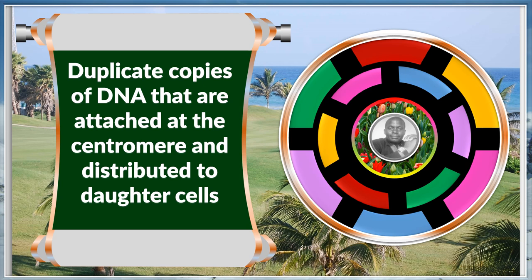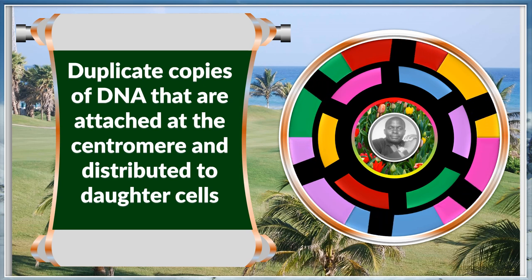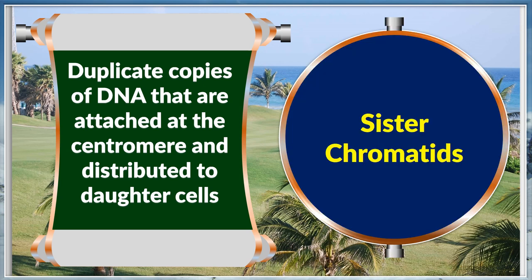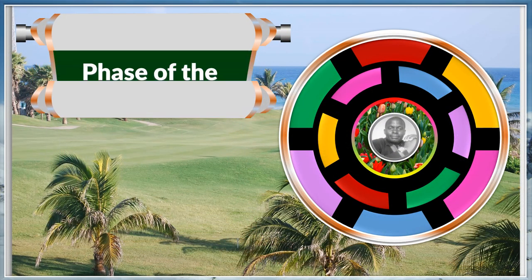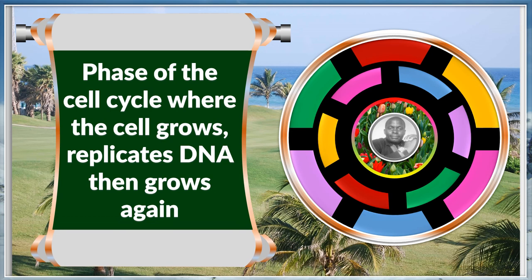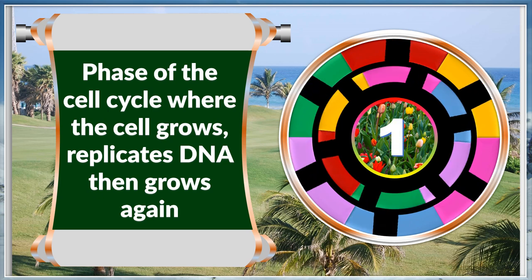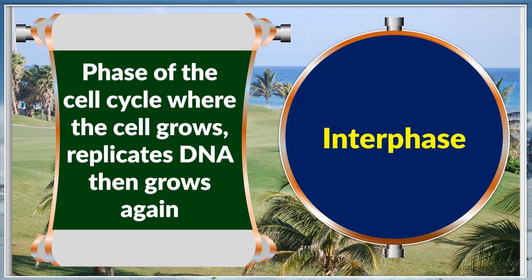Duplicate copies of DNA that are attached at the centromere and distributed to daughter cells. Sister chromatids. Phase of cell cycle where the cell grows, replicates DNA, then grows again. Interphase.